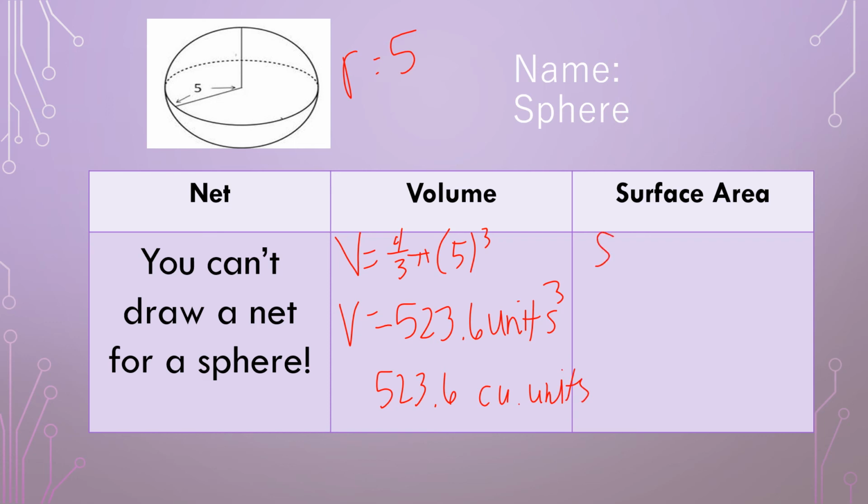For the surface area, again, our radius is 5, so you'd have 4 pi times 5 squared. Plug all that in your calculator, you would get 314.16 units squared, or you can say square units.